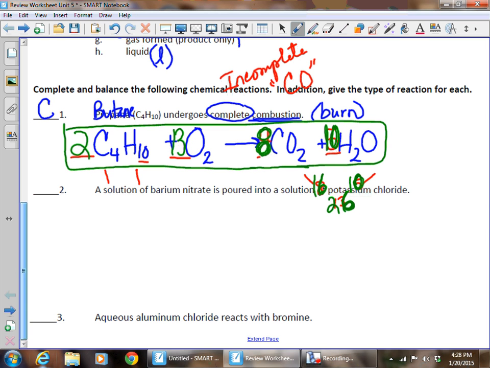Let's go on. There's going to be 1 addition, 1 decomposition, 1 combustion, 1 single replacement that works, 1 single replacement that doesn't work, 1 double replacement that works, and 1 double replacement that doesn't work. That's what's going to be on the test. So okay, let me get this erased so we have a clean area to work with. Remember to label. If it doesn't say combustion, label to see what you've got.